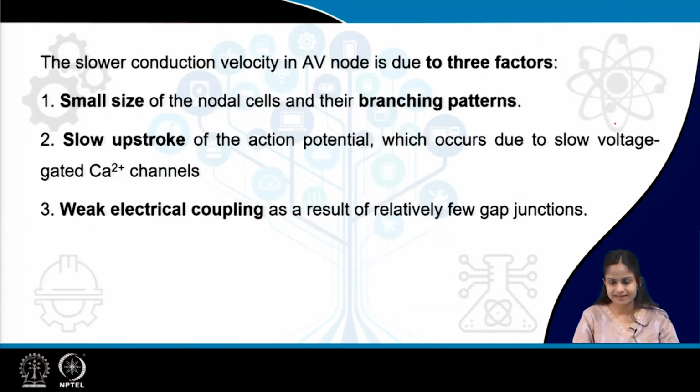Now, the slower conduction velocity in the AV node, I had already told you, is because of the small size and the slow upstroke of the action potential, which occurs due to slow voltage-gated calcium channels, the slow action potential because of the resting membrane potential of minus 50 to minus 60 millivolts, and weak electrical coupling because of the presence of relatively few gap junctions.